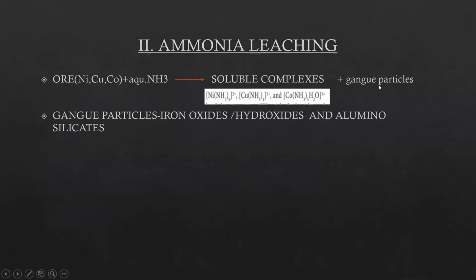The gangue particles, the impurity, are not soluble in the ammonia. So it is insoluble. So it is in an insoluble state. So the gangue particles which are present along with the ore are iron oxide or iron hydroxide, and sometimes aluminosilicates are also present as impurity.